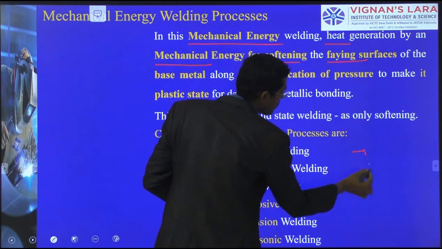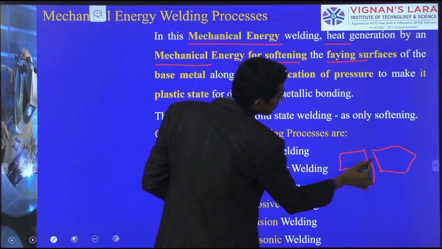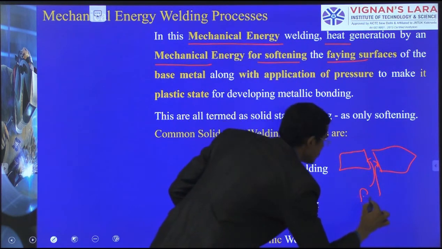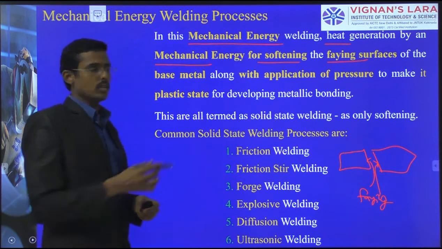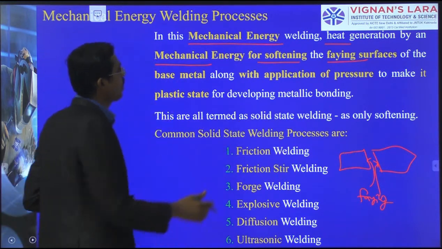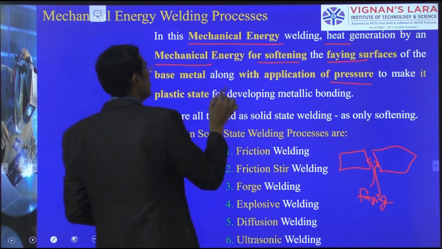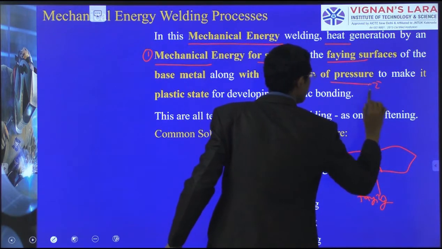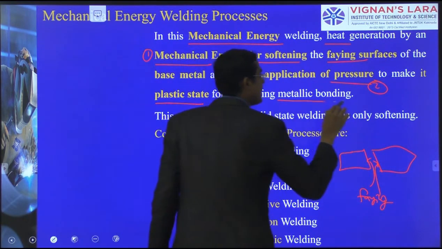Which one is the faying surface? In case I want to weld two materials, this part is called the faying surface. So this zone is called the faying surface. There we are going to weld. That is called the faying surface of the base metal, along with the application of pressure. So I am applying a mechanical energy along with the pressure to make the plastic state to develop the metallic bonding.